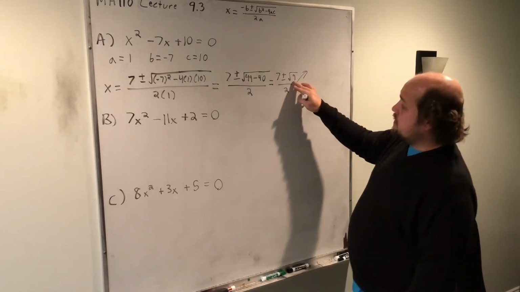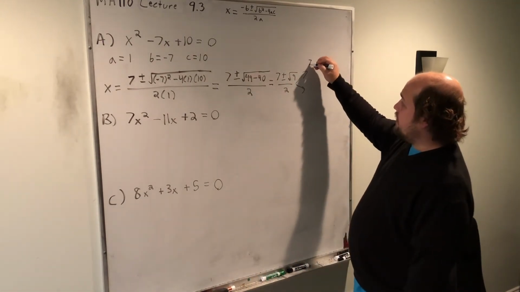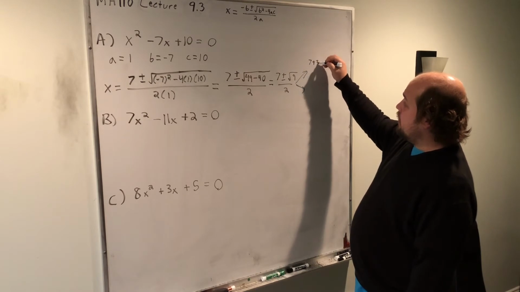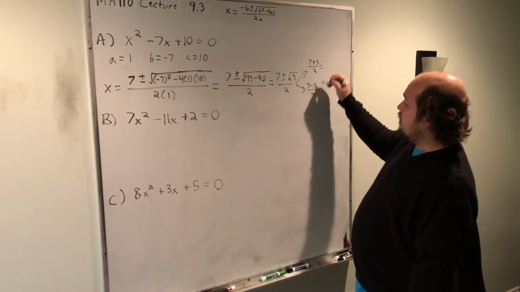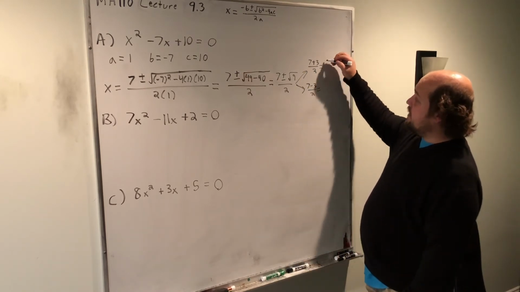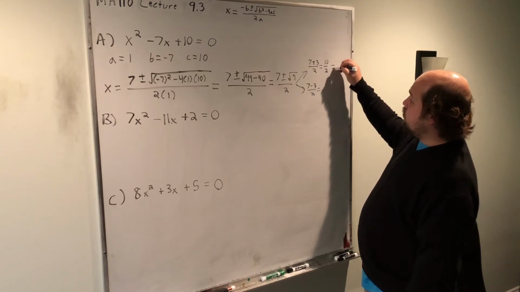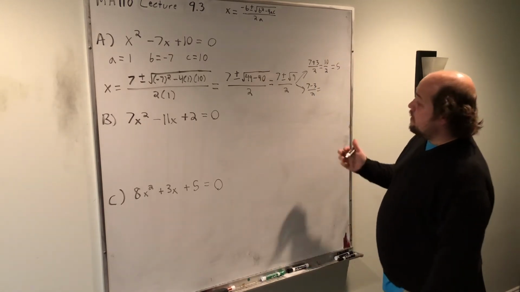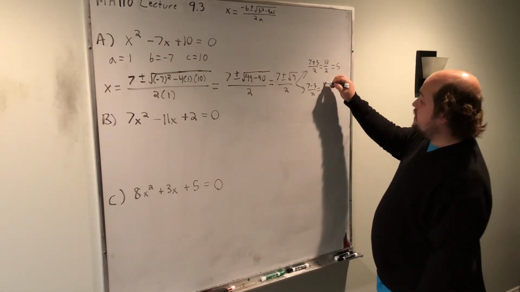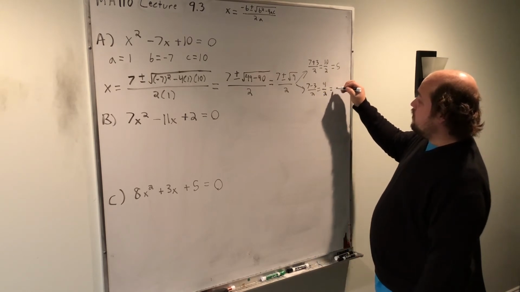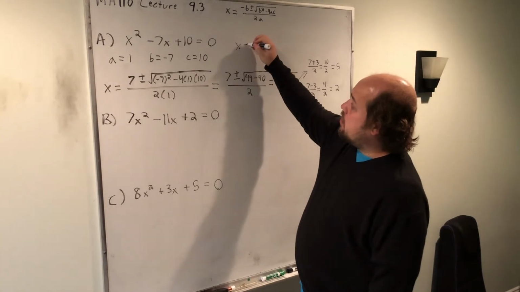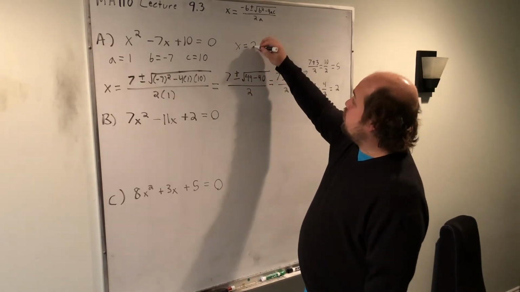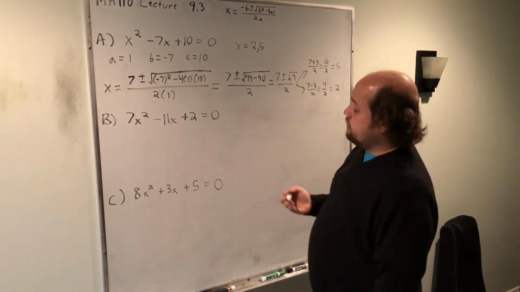ways. Since the root of 9 is 3, we have the top version, 7 plus 3 over 2, and the bottom version, 7 minus 3 over 2. In the top version, 7 plus 3 is 10, divided by 2 gives me 5. In the bottom version, 7 minus 3 is 4, divided by 2 gives me 2. So my final answers for x are x equals 2 and 5.